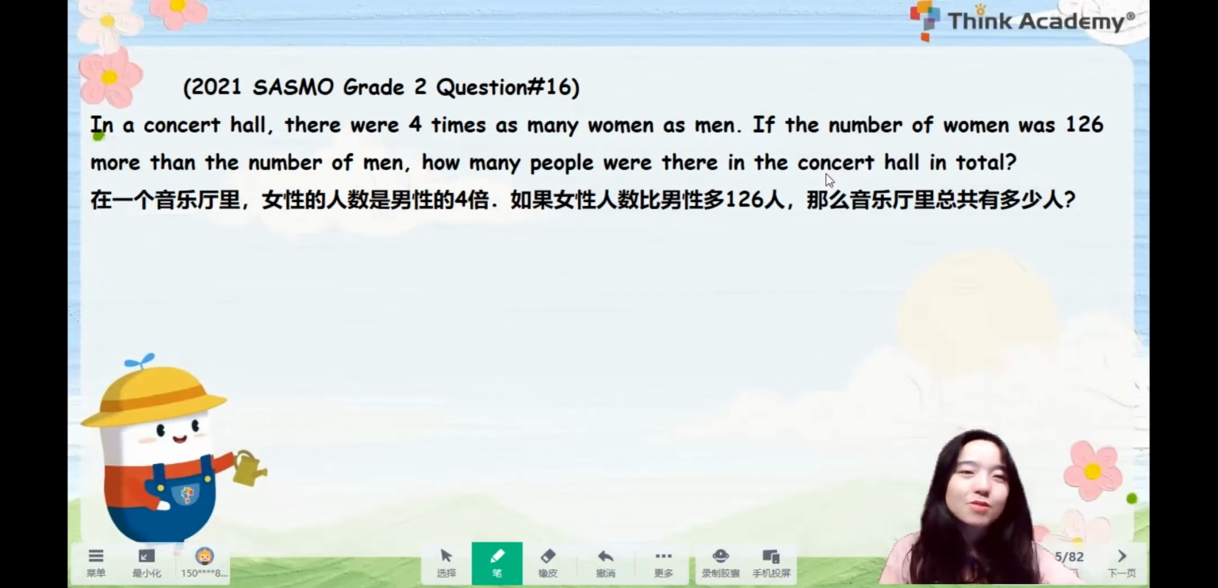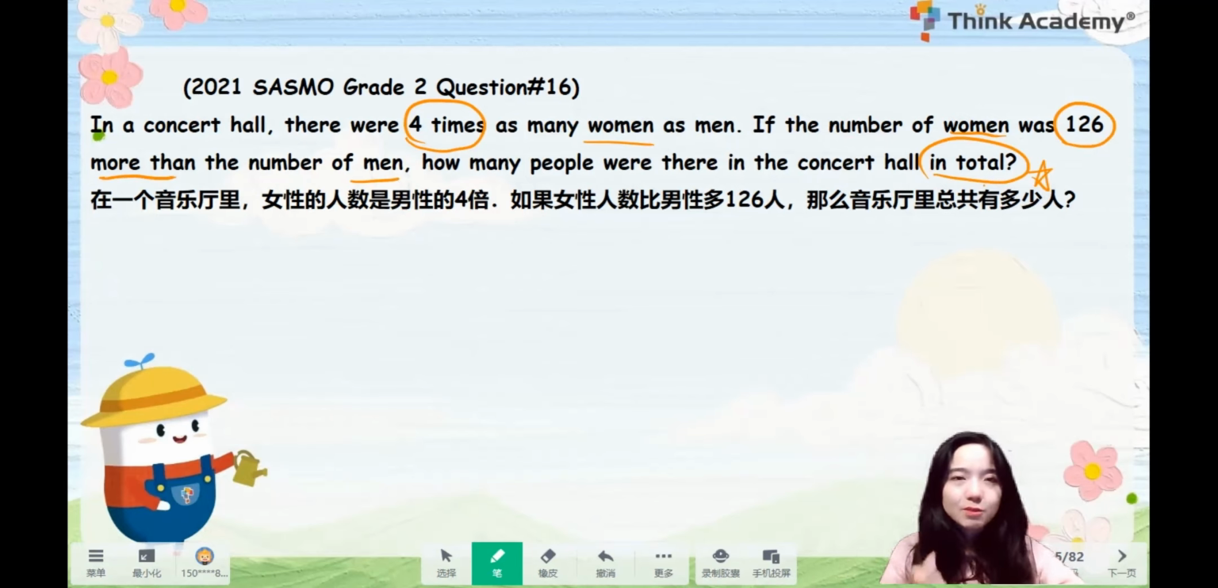Now let's see a real question from the SASMO competition. It's from 2021 SASMO Grade 2. In a concert hall, there were 4 times as many women as men. If the number of women was 126 more than the number of men, how many people were there in the concert in total? As you can see, when I am reading a question, I underline and circle keywords.